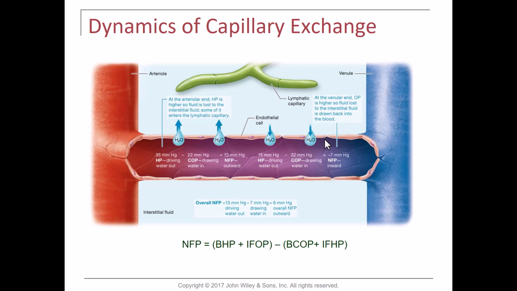We're going to make this make a little more sense. It'll look a little bit more complex, but really we're making it make a little bit more sense with the equation that we see at the bottom. So if you're taking notes, you may want to write this down. NFP stands for net filtration pressure. So to find the net filtration pressure, you first take the BHP, the blood hydrostatic pressure, plus the IFOP, which stands for the interstitial fluid osmotic pressure.